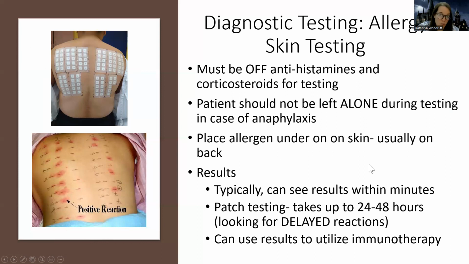Usually they can receive results within minutes because most reactions are pretty quick. And then there's the patch test like this one, which is looking for delayed reactions, and that can take up to 24 to 48 hours. The great thing about allergy testing is once we find out what you're allergic to, and some people can be allergic to a lot of things, then we can do what's called immunotherapy, which we're going to talk about on the next slide.